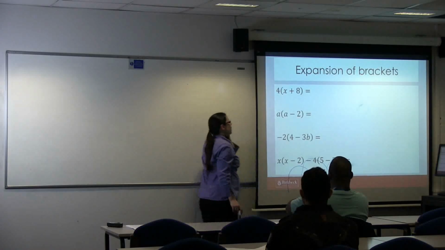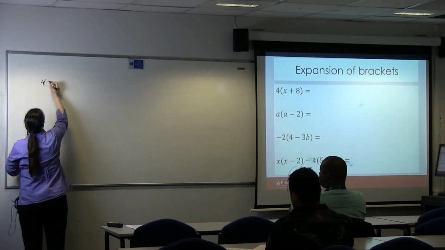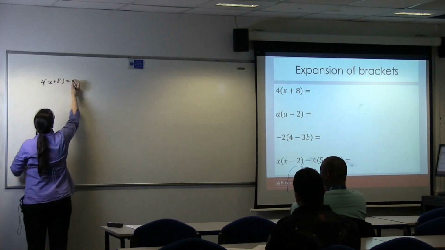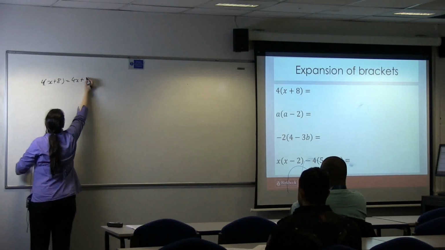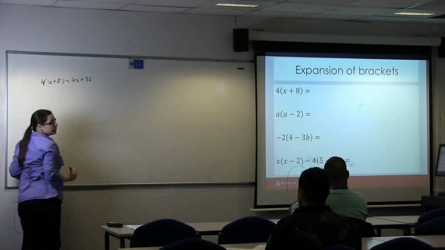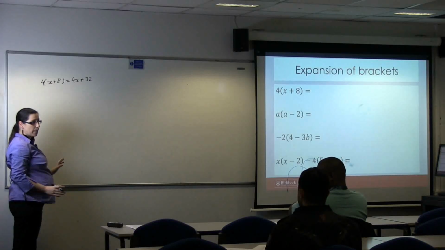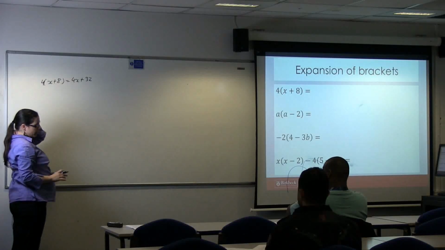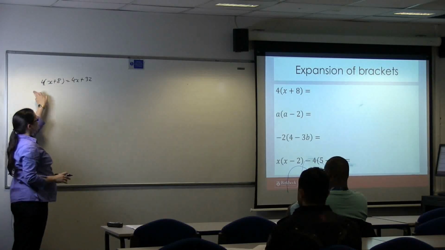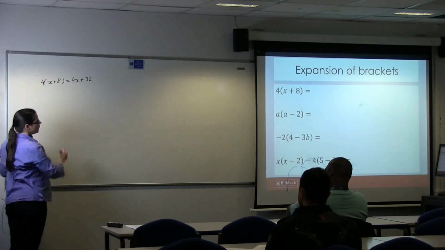So what I need to do then is relatively simple. So 4 times (x plus 8) will be equal to 4x plus 4 times 8, 32. And the 2 expressions are absolutely equivalent. Sometimes you do it backwards because you want to simplify. Sometimes you simplify it this way. So it really depends on what kind of manipulation you want to do.